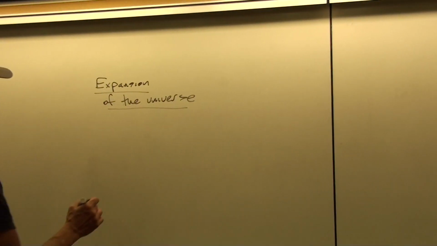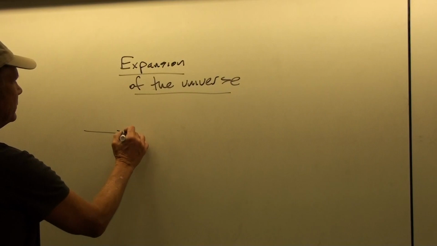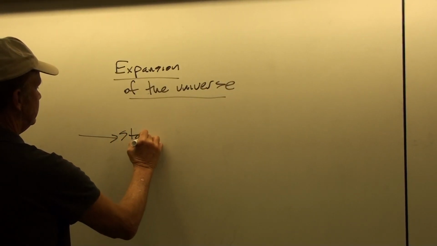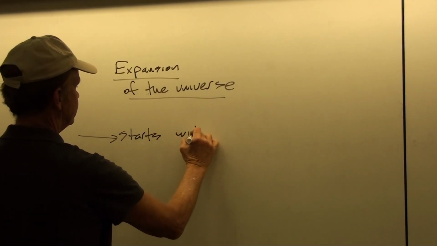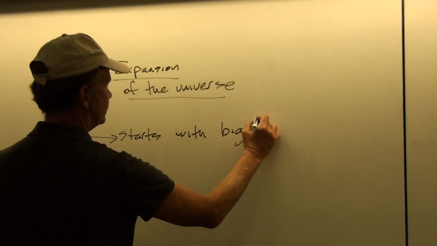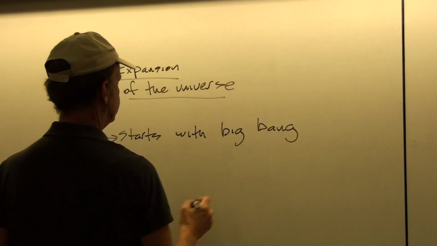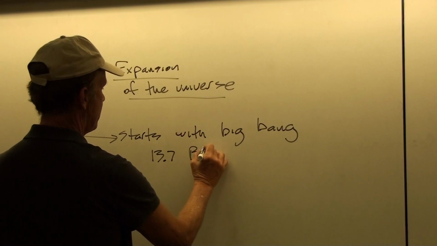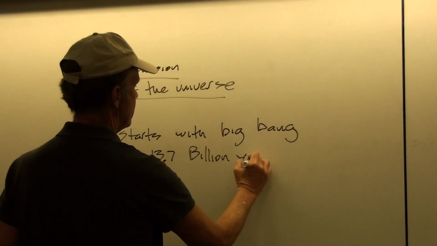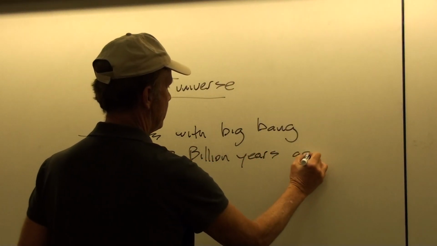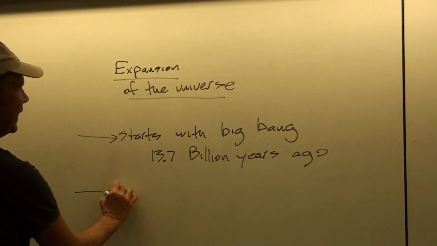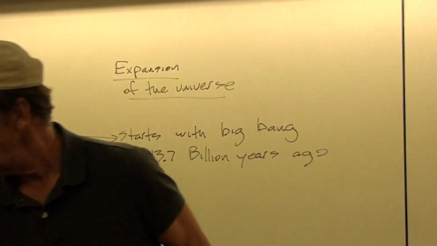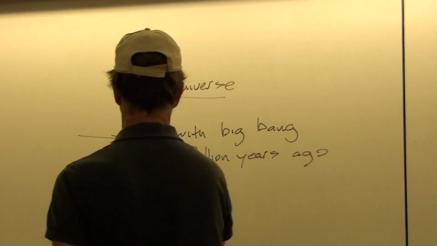And so the expansion of the universe then begins with the Big Bang, as we saw in our first lecture. And this we think happened about 13.7 billion years ago. The best evidence we have for the universe being an expanding universe is the Doppler redshift.